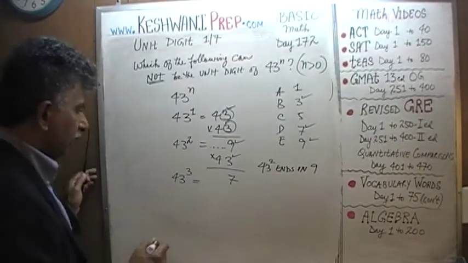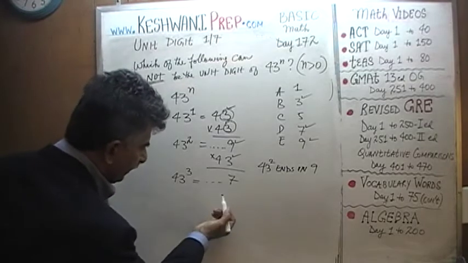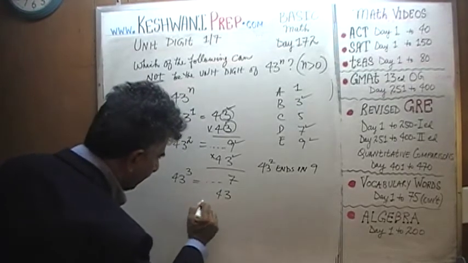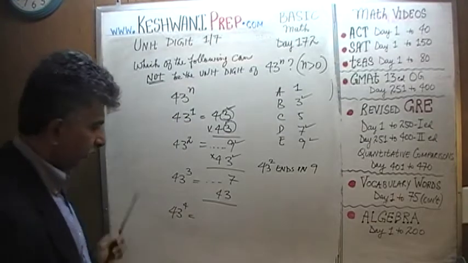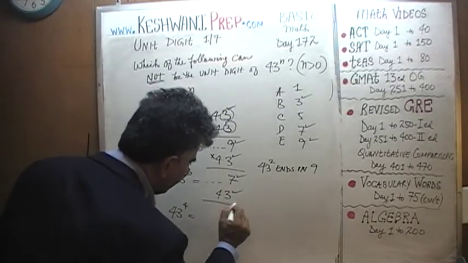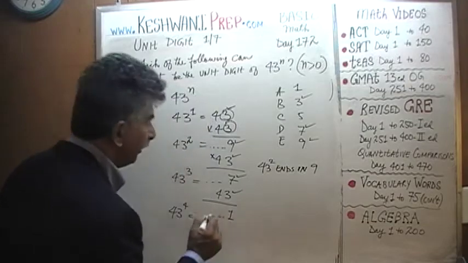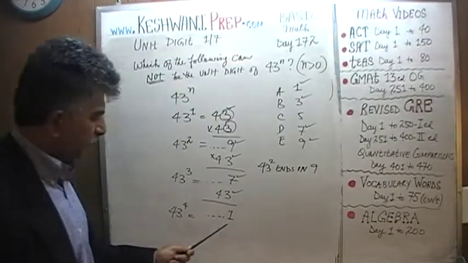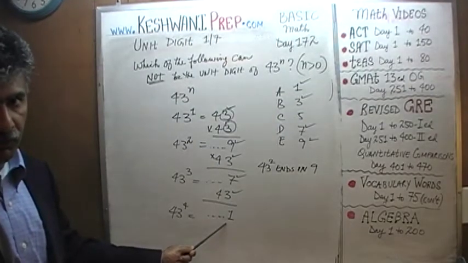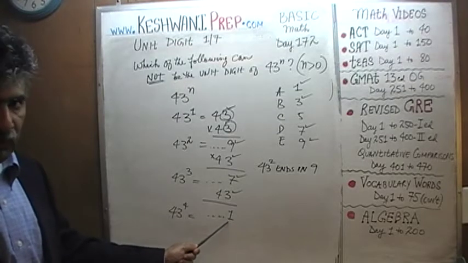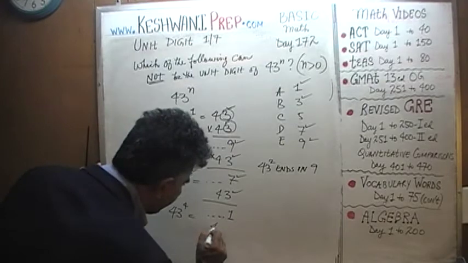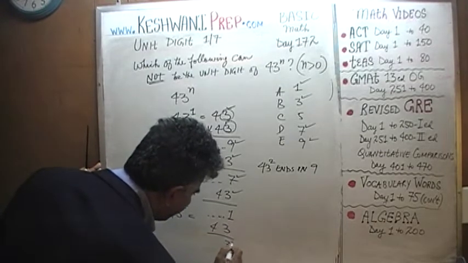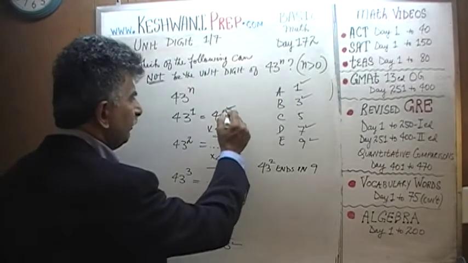Let's continue. So you take the 43 cubed and multiply by 43 one more time, and you end up with 43 raised to 4. And 43 raised to 4, whatever it is, has to end in 7 times 3, which is 21. It will end in a 1. And what do you suppose will happen after 1? Once you hit 1, if you multiply this quantity by 43 one more time, you will end up with a 3. You will repeat the series.